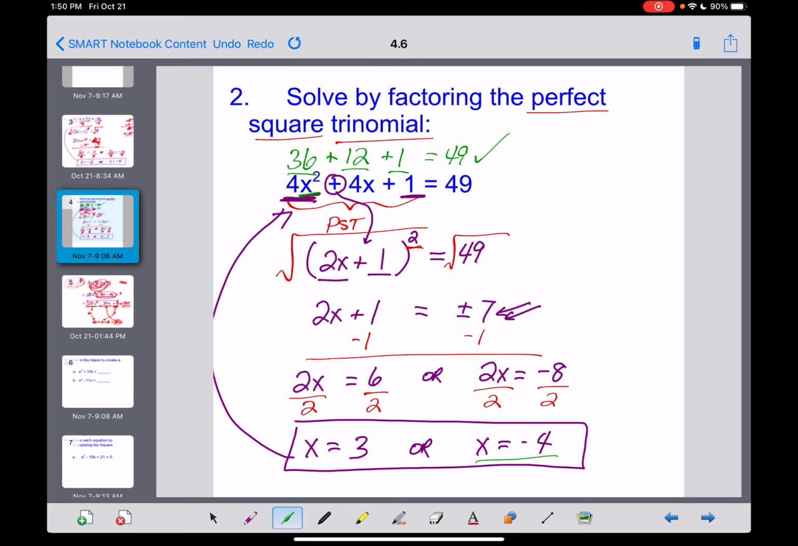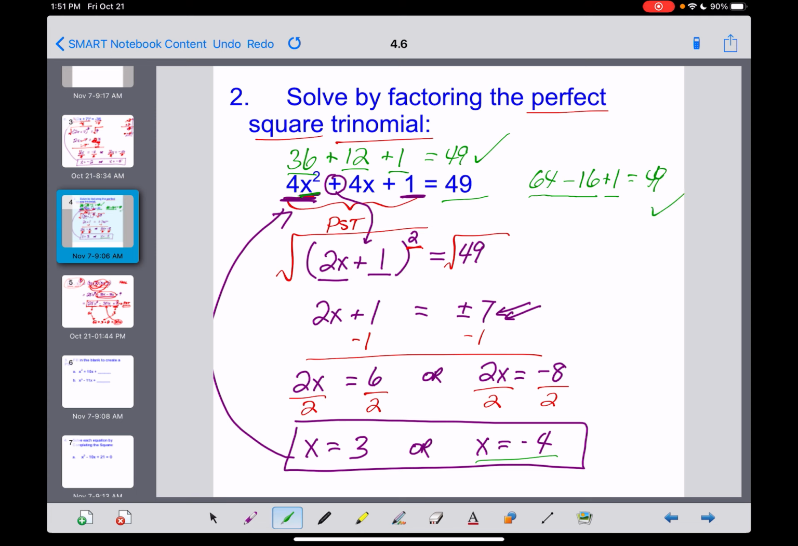A little harder with the negative, but it still works. Negative 4 squared is 16. 16 times 4 is 64. Then it would be plus 4 times negative 4, which is actually a minus 16, and we'd add 1 to that also. 64 minus 16 is 48. 48 plus 1 is 49. That's what we needed, so that one works as well.